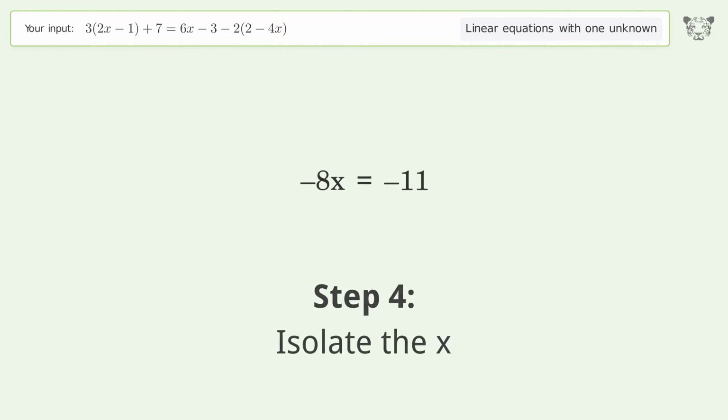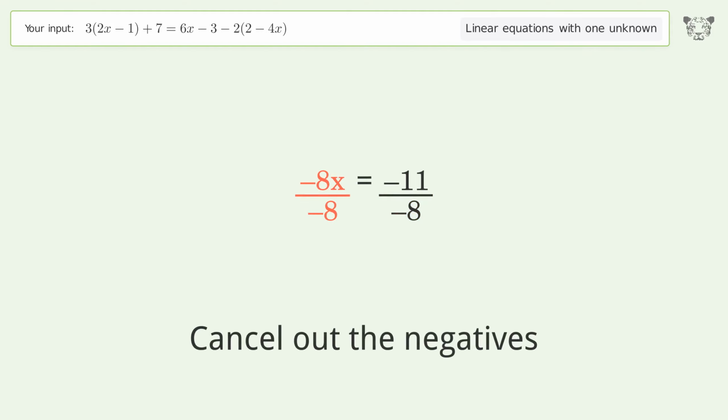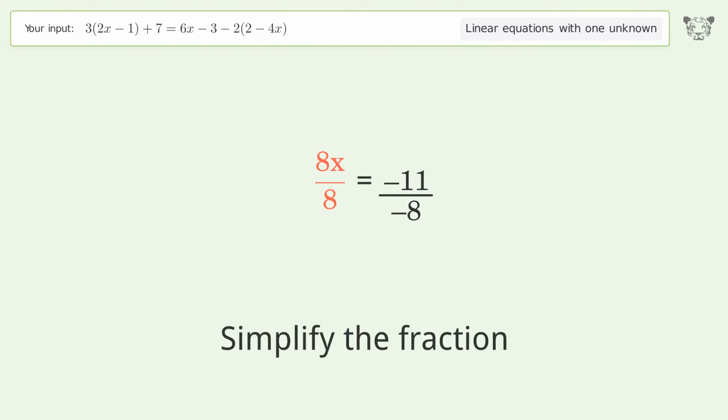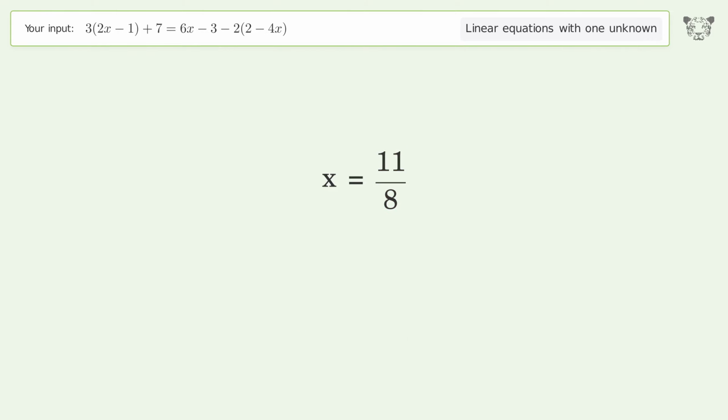Isolate the x. Divide both sides by -8. Cancel out the negatives. Simplify the fraction. Cancel out the negatives. And so the final result is x equals 11/8.